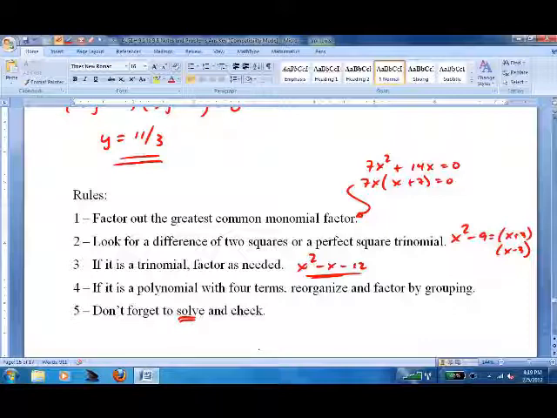Lots and lots and lots of practice problems. You need to get good at this. On the ACT test alone, you'll see at least 3 to 5 problems that involve some degree of factoring. Good luck.